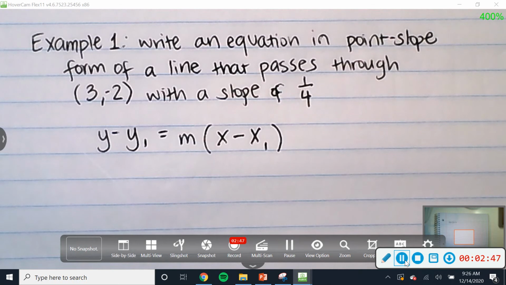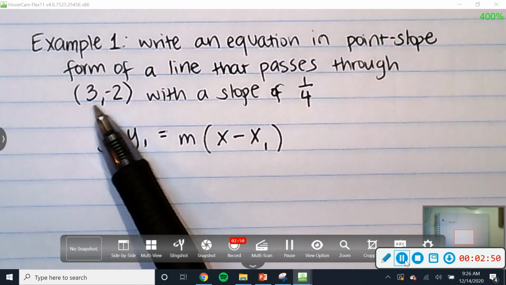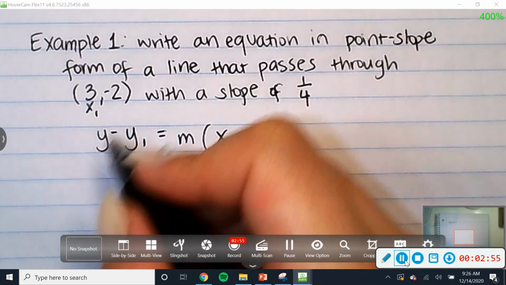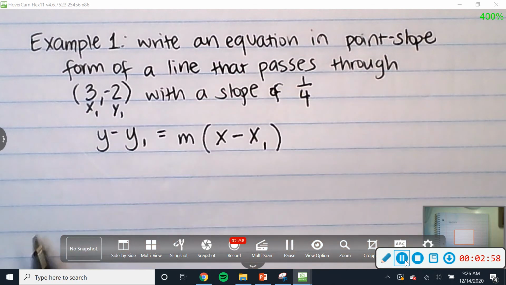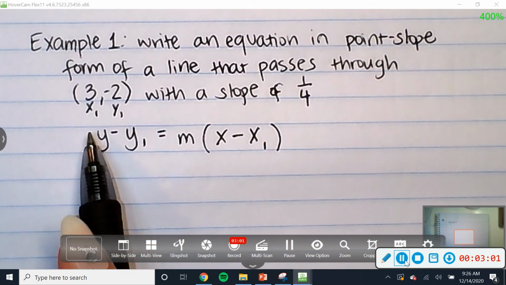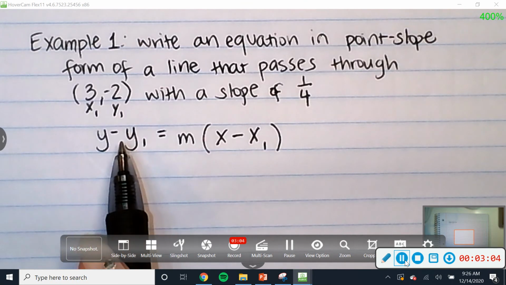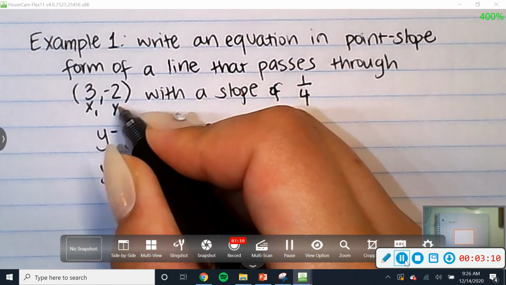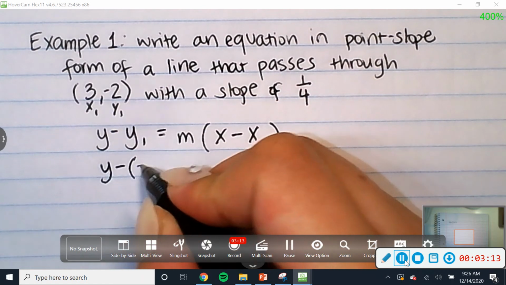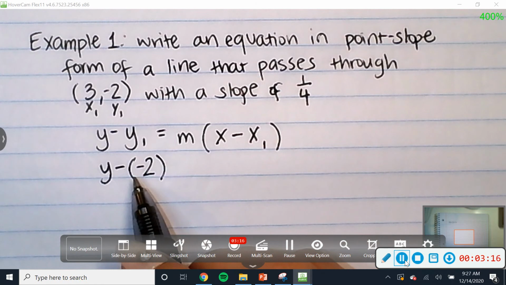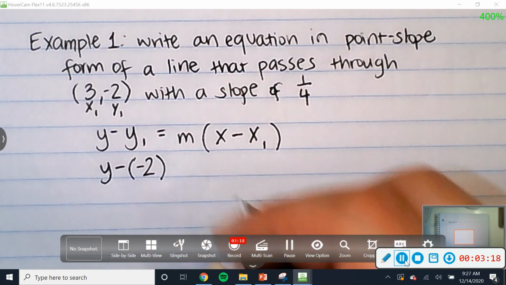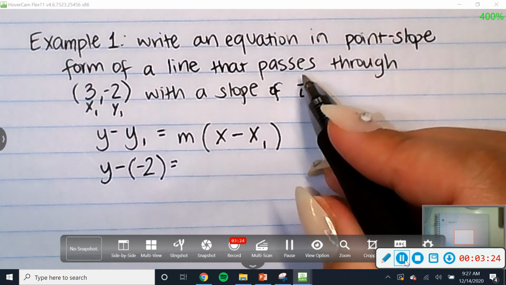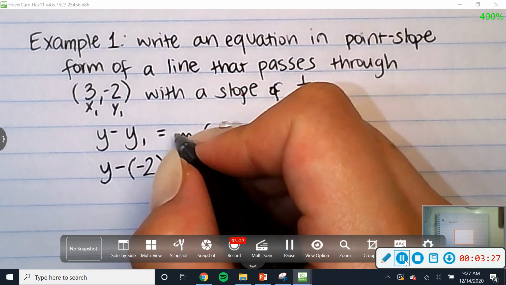So the first thing that I'm going to do is look at the points that they gave us, (3, -2). The first number always represents the x value. The second number is always the y value, so I'm going to label them x1, y1. And all we have to do is now use these numbers in our form right here. So our y1, if I look at the problem, y1 was -2, so I'm going to plug in a -2. Make sure to use parentheses when you're plugging in negative numbers. Next, I see m. m needs to be replaced with the slope. So our slope, they tell us, is 1/4. So I'm going to replace m with 1/4.